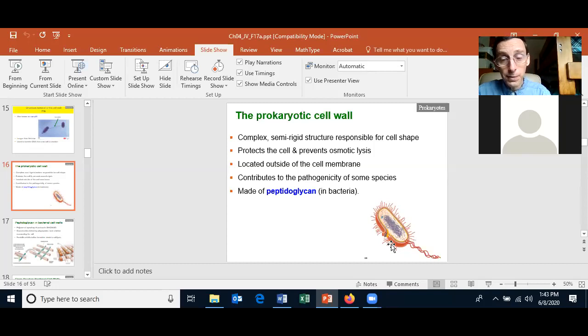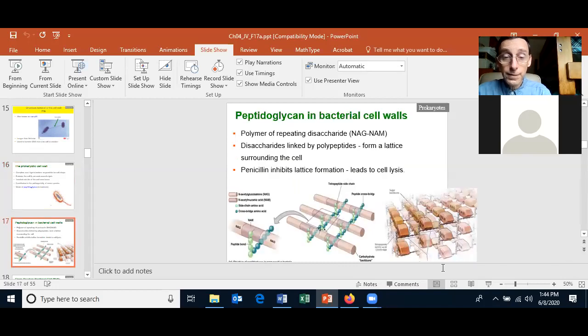Mycobacterium is an example. It has mycolic acid in the cell wall, which can lead to the pathogenicity of the species. The cell wall, the main molecule in it for bacteria, and we're only talking about bacteria here, is the molecule of peptidoglycan. Let's talk about peptidoglycan in more detail. You can find it in bacteria cells, and for this course, we're going to say that's the only place you will find it.